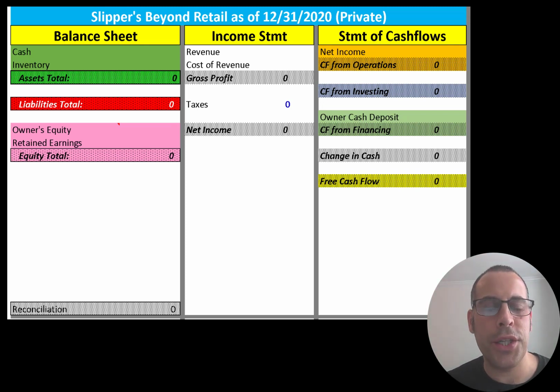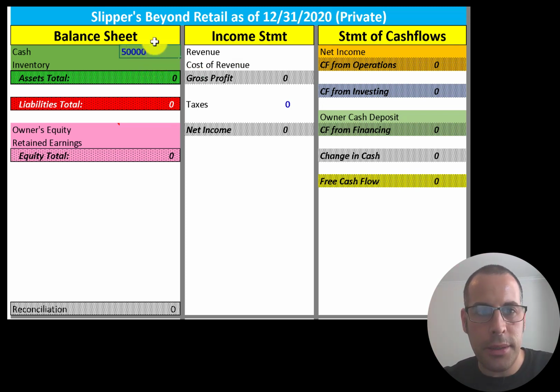So I created a fictitious company called Slippers Beyond Retail. We manufacture and wholesale slippers. Right now it's a private business, so the first thing you do when you start a business is you add cash. So you can think of this as your business. You're going to add $5 million of cash to start your business. So we increase cash $5 million.